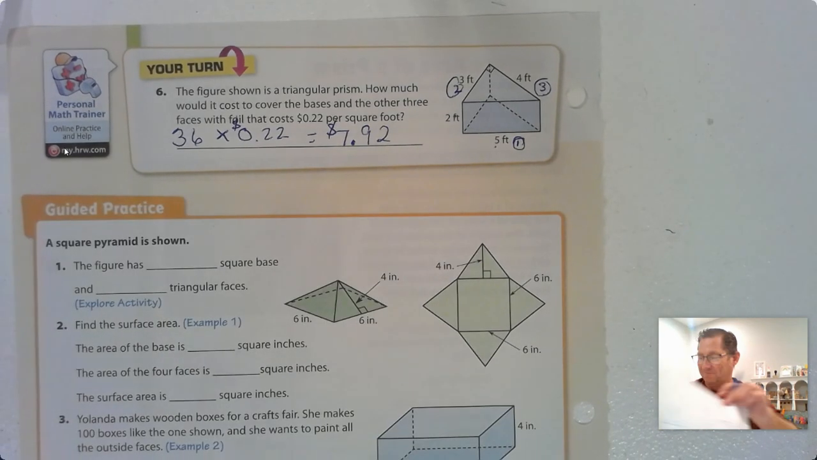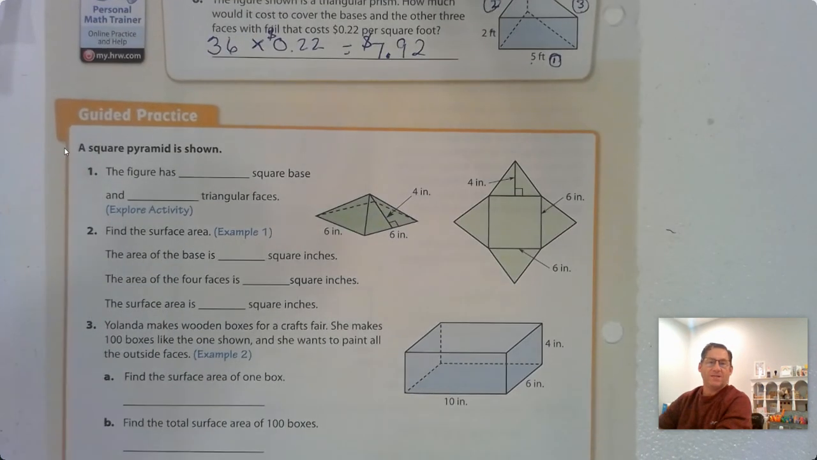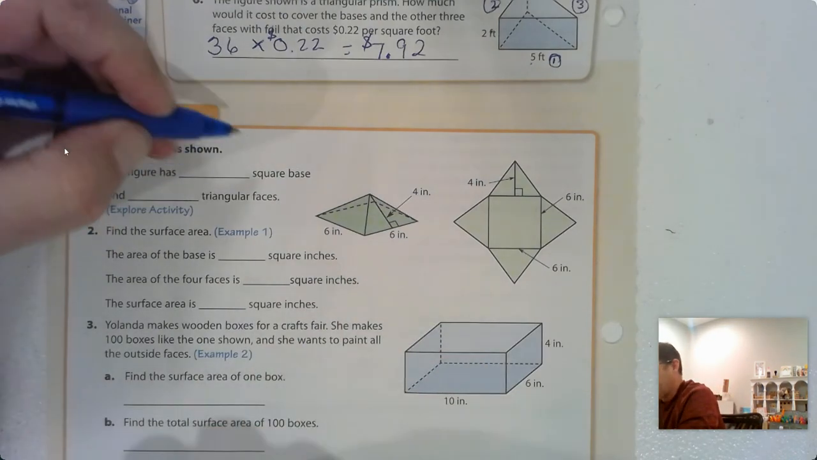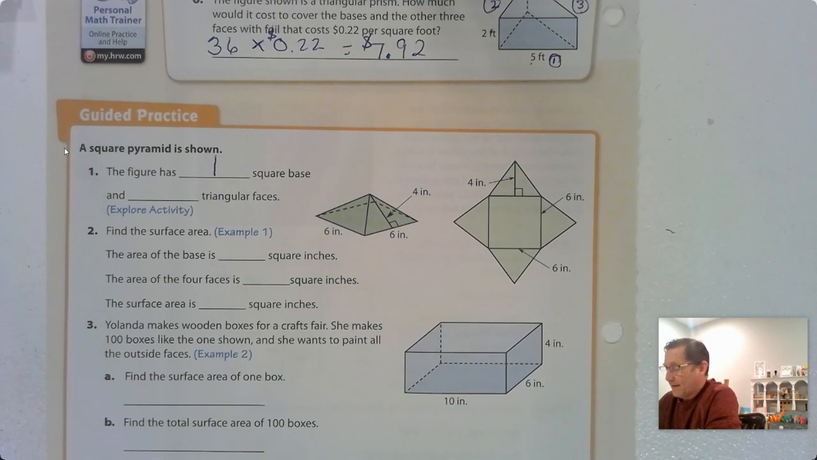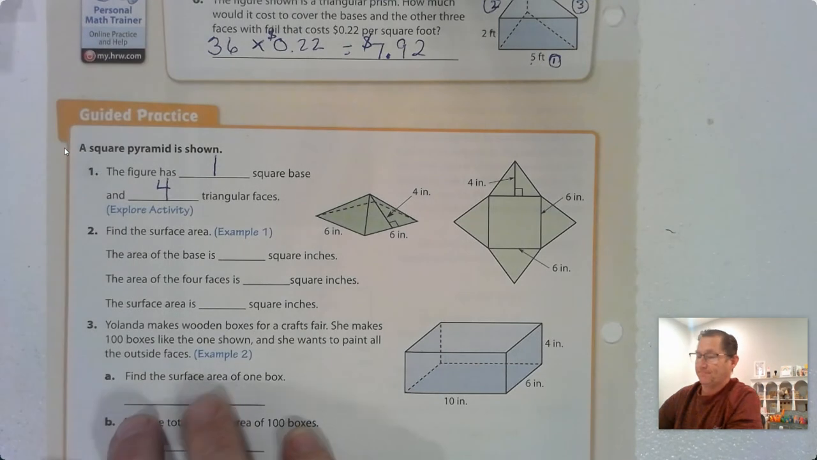All right, number 1. A square pyramid is shown. Okay, so the figure has, since it's called a square pyramid, the base is a square. So it has one square base. Find how many triangular faces? Well, there's 4 sides to a square, so there has to be 4 triangular faces.